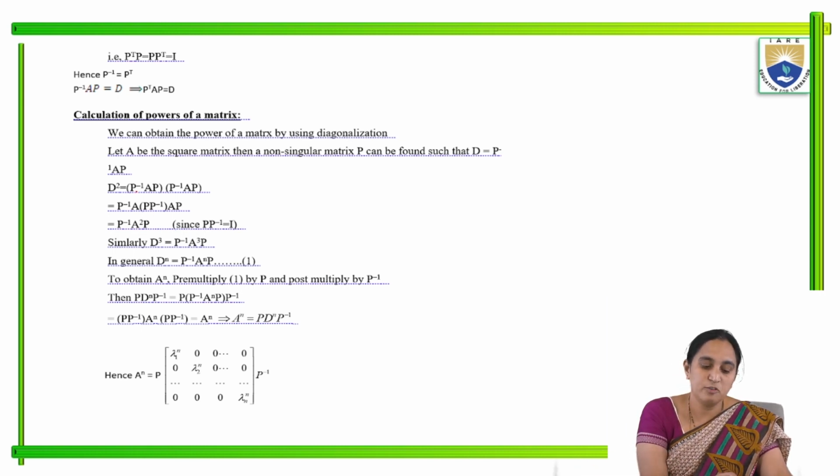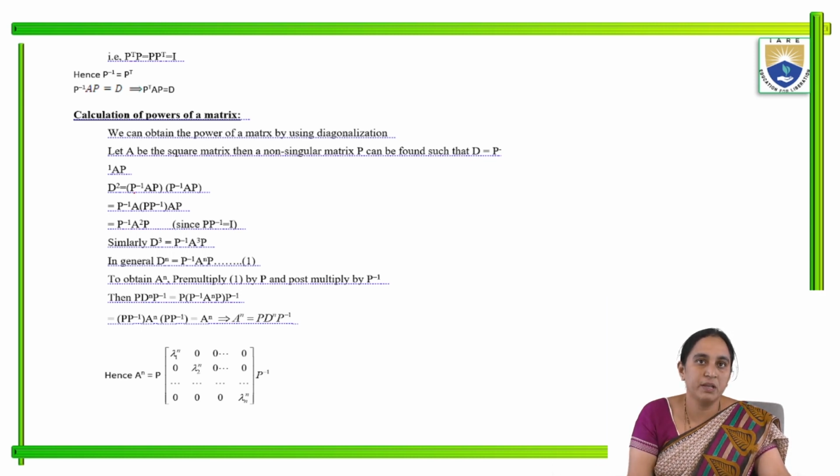What about D square? P inverse A into P inverse A into P. Here multiply P inverse A into P inverse into AP. That is P inverse A square into P, since P into P inverse is equal to I. Similarly, D cube is equal to P inverse A cube into P. In general, D power n is P inverse A power n into P.